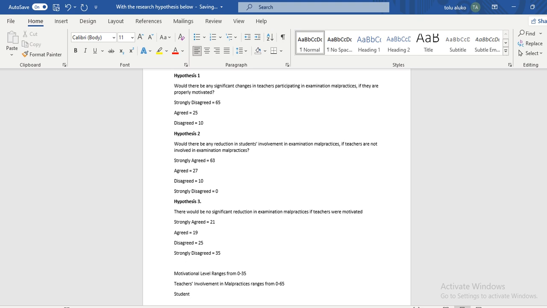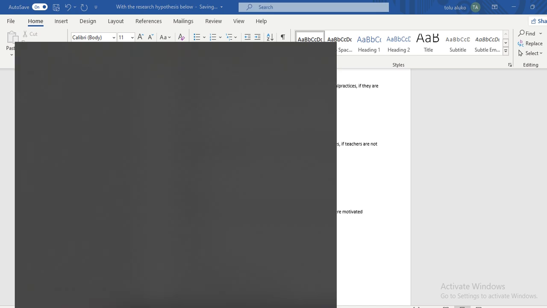Students involvement in malpractices ranges from 0 to 63, which we can call high. So now we want to take this to Excel and start interpreting our data from there. So let's open our Excel.